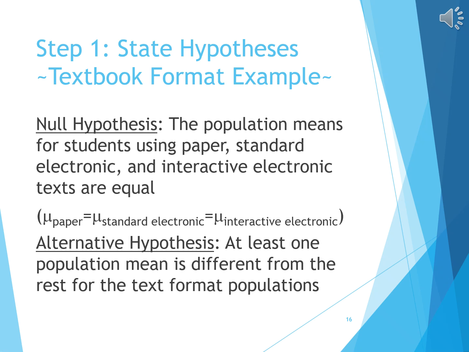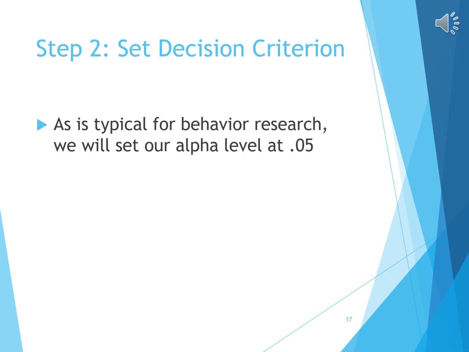Our alternative hypothesis is that at least one of those population means for satisfaction ratings is different from the rest of the format populations. We don't specify exactly which mean we think will be different, but it's at least one of the means could be different, which means potentially that all of the means are different, but we haven't actually stated that. This is kind of the most basic form of alternative hypothesis you can do in a one-way ANOVA. Step two is setting our decision criterion, which we will of course use an alpha level of 0.05 or 0.050. Those are the same thing.